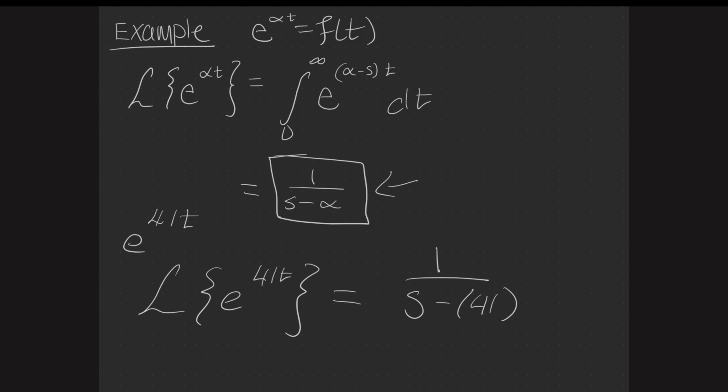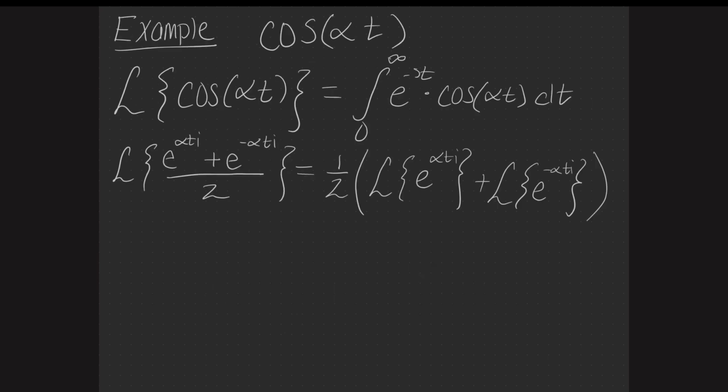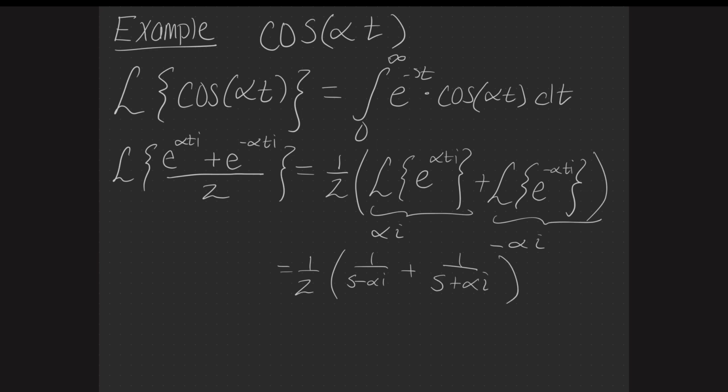We have 1 over s minus alpha. So in this case, our alpha is going to be alpha i, and in this case, our alpha is going to be negative alpha i. So then we are left with 1/2 times 1 over s minus alpha i plus 1 over s plus alpha i. This is now our Laplace transform of cosine of alpha x, or cosine of alpha t, I mean.